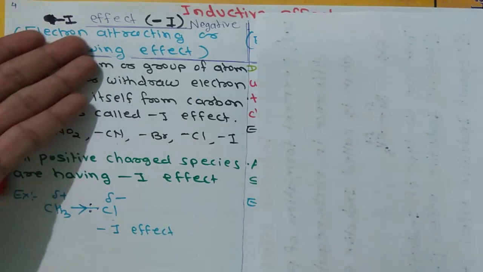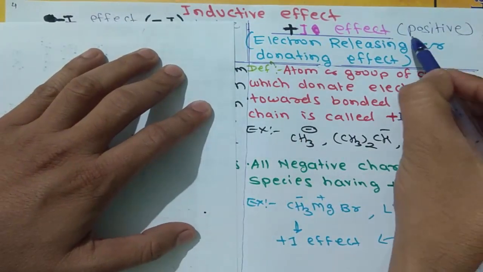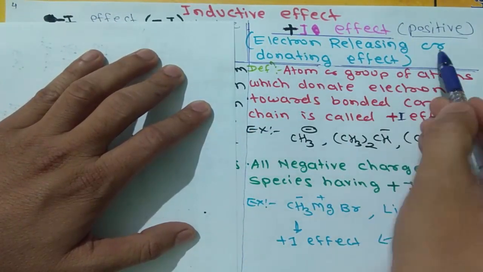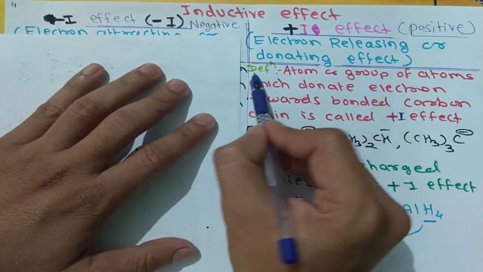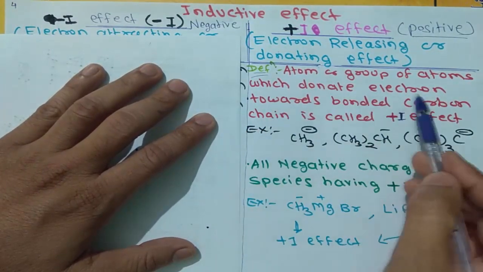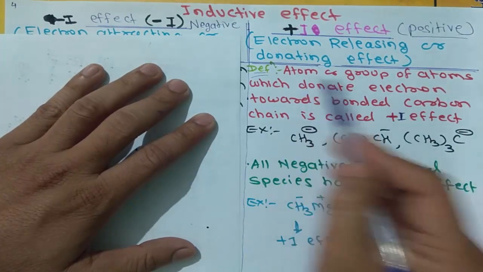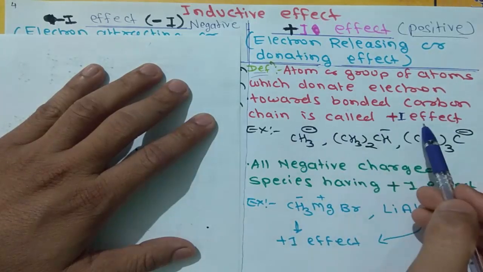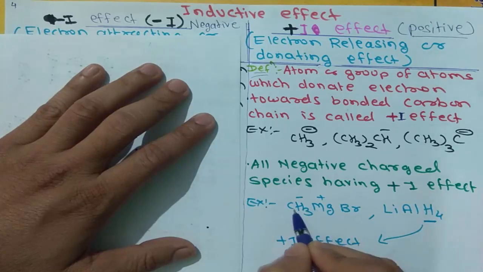Similarly, like the minus I effect, there is a plus I effect also. The plus I effect is also called the positive inductive effect. It is also called the electron releasing or electron donating effect. We can define this positive inductive effect: the atom or group of atoms which donates electrons towards the carbon chain is called the plus I effect.